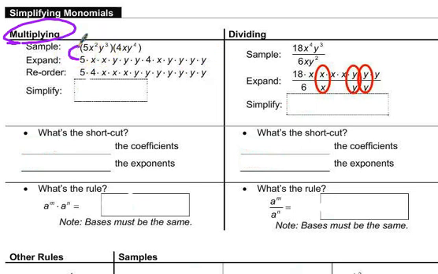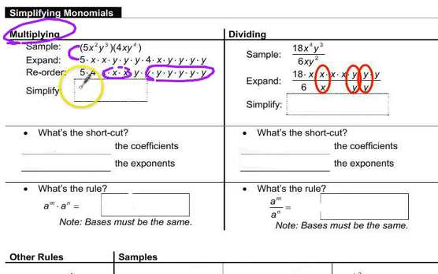Now, when you expand it, if you reorder it and you put all your x's together and all your y's together, you get this. So this x comes over here, so now we have 3 x's. These y's will come over here with these y's, so now all together we have 7 y's. So now your numbers you multiply as usual.